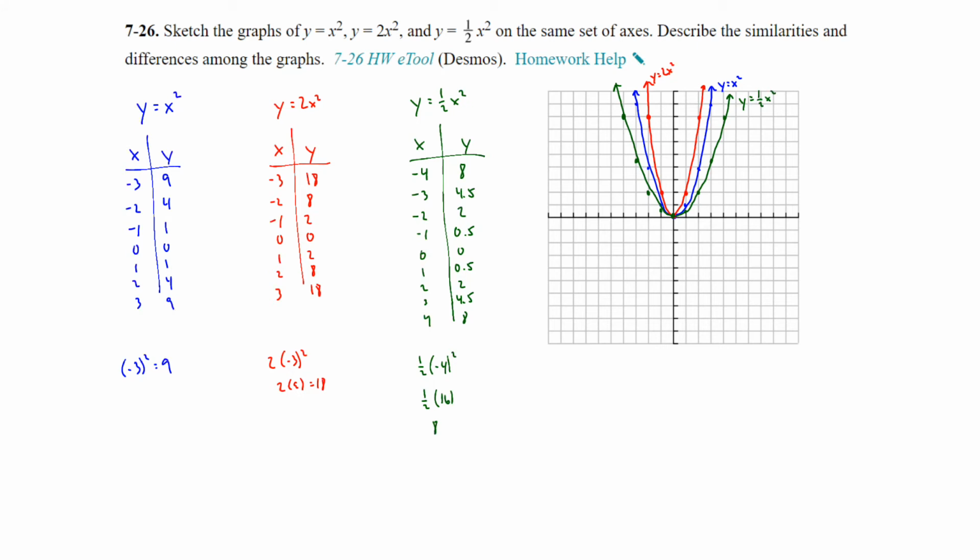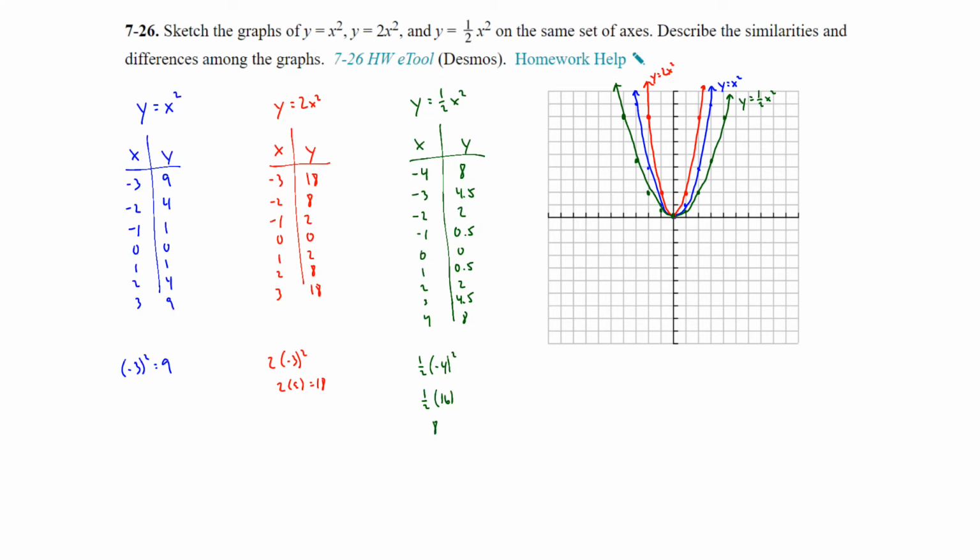So now that we have sketched the graphs, we've labeled them on the same set of axes, we want to describe the similarities and differences among the graphs, which I've kind of been talking about as we're working through them. And so we can see the similarity is that they're all parabolas. They all represent a quadratic equation.